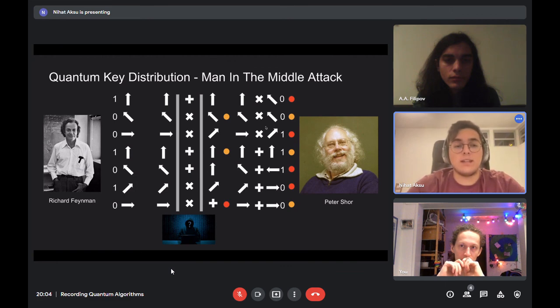So in the end, when they exchange information, they can find out whether the message was intercepted or not, because in this last case, Feynman and Peter Shor measure the photon in the correct orientation. However, the attacker measures it in a different orientation. Therefore, it changes the photon. So they would know whether the message is intercepted or not. And this is how quantum key distribution works.